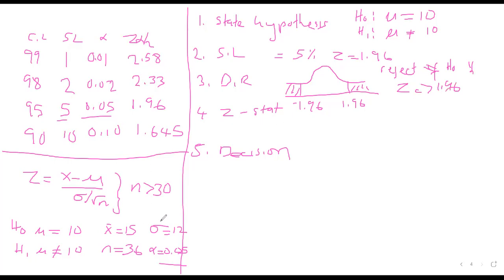Test statistic, our formula for Z is what? X bar minus mu over standard deviation over square root of n. So our X bar is 15. Our mu is 10. Our standard deviation is 12. Our sample size n is 36. The square root of 36 is 6, and this is what? 2. We get 2.5.